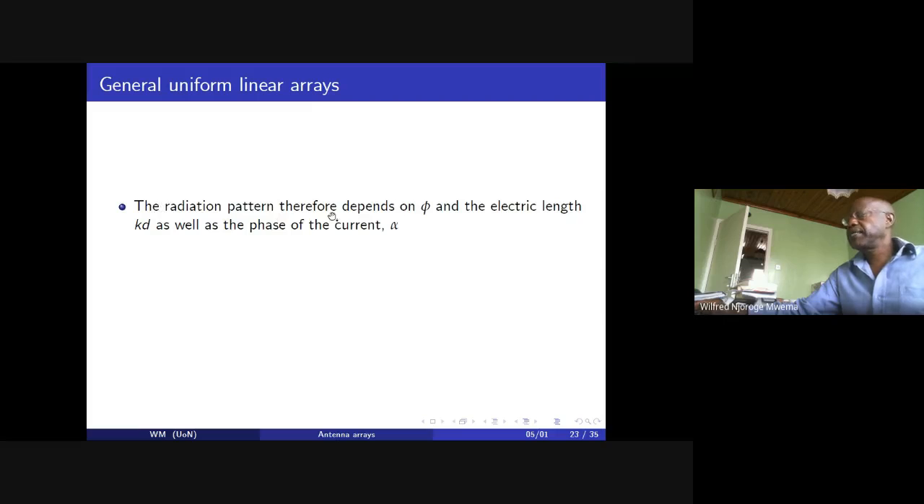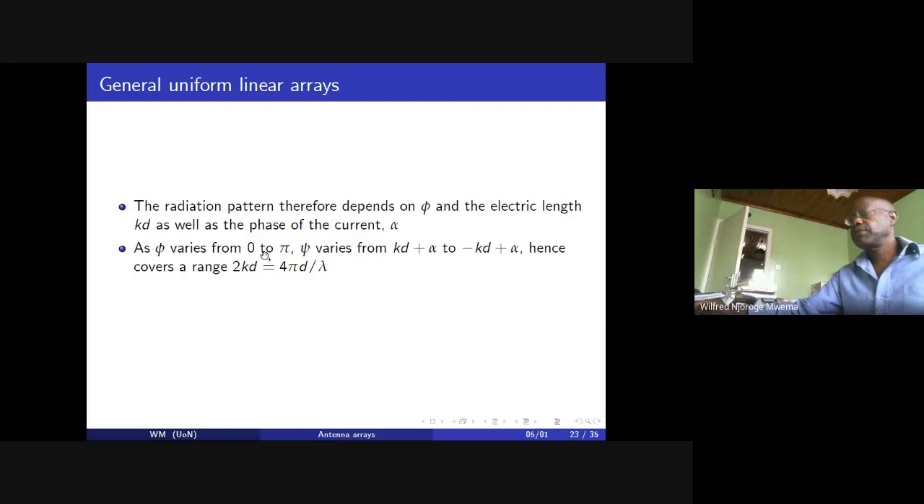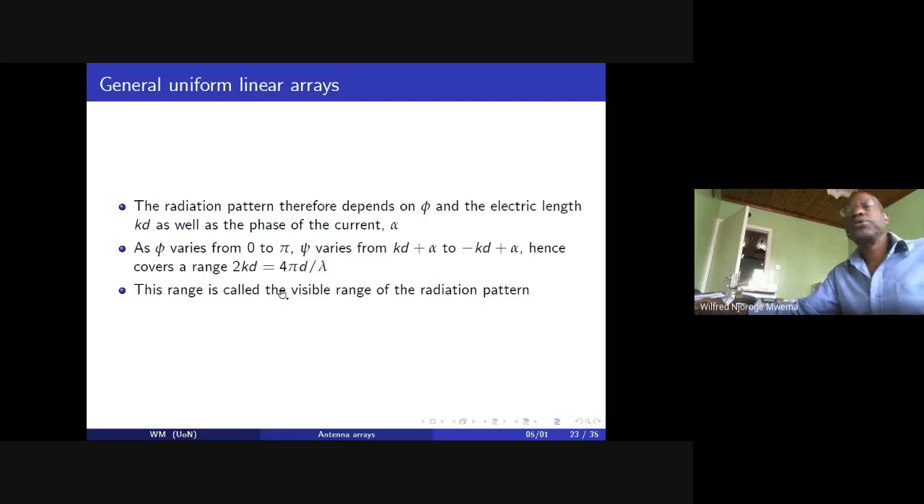So the radiation pattern will therefore depend on phi and the electrical length kd, as well as the phase of the excitation current alpha. And as phi varies from 0 to pi, psi will vary from kd plus alpha to minus kd plus alpha. And hence, it will cover a range of 2 kd equal to 4 pi multiplied by d divided by the wavelength of the signal. And this range is therefore usually called the visible range of the radiation pattern.